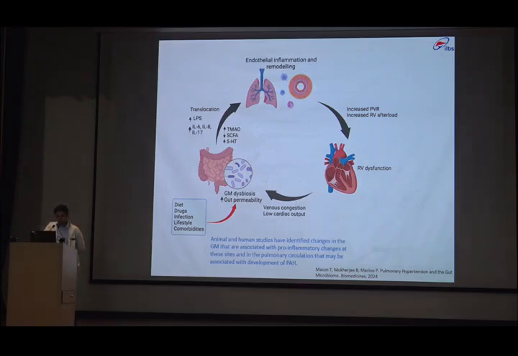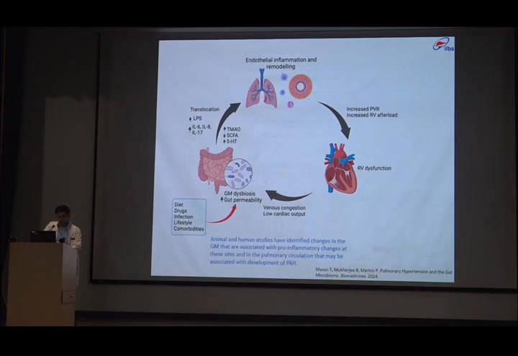So like other diseases, even in pulmonary arterial hypertension, there are animal and human studies which have identified changes in gut microbiota that are associated with pro-inflammatory changes at the sites and in the pulmonary circulation. So this is a vicious cycle in which there is endothelial inflammation and remodeling, leading to increased pulmonary vascular resistance, right ventricular dysfunction, and venous congestion.